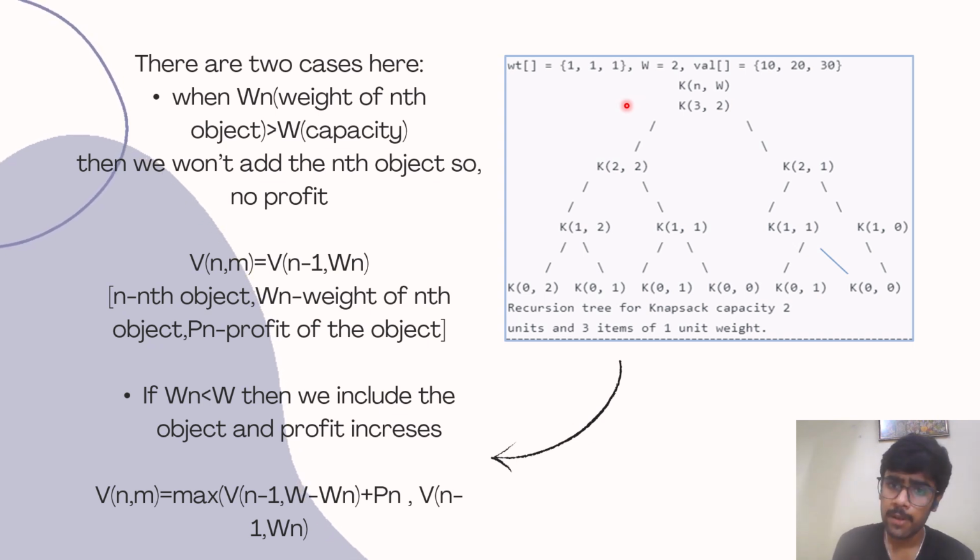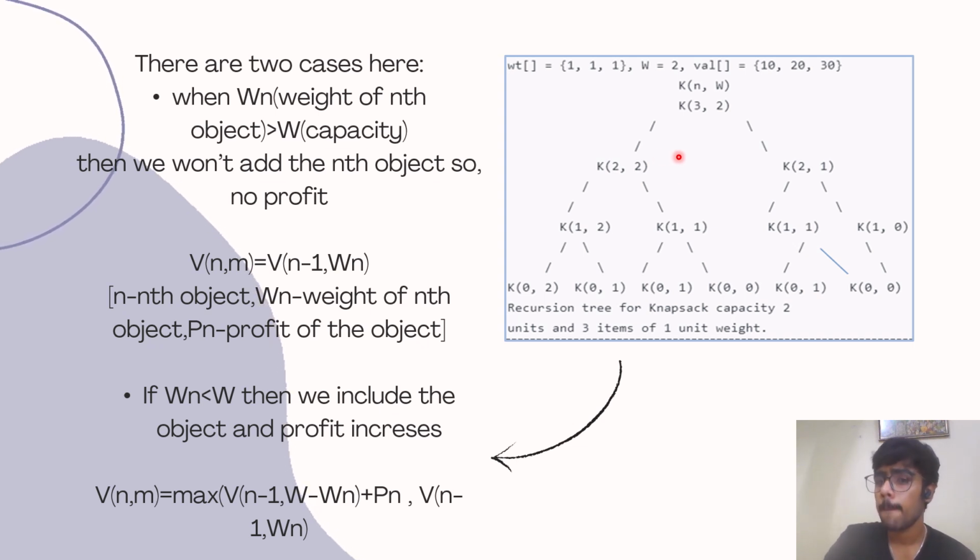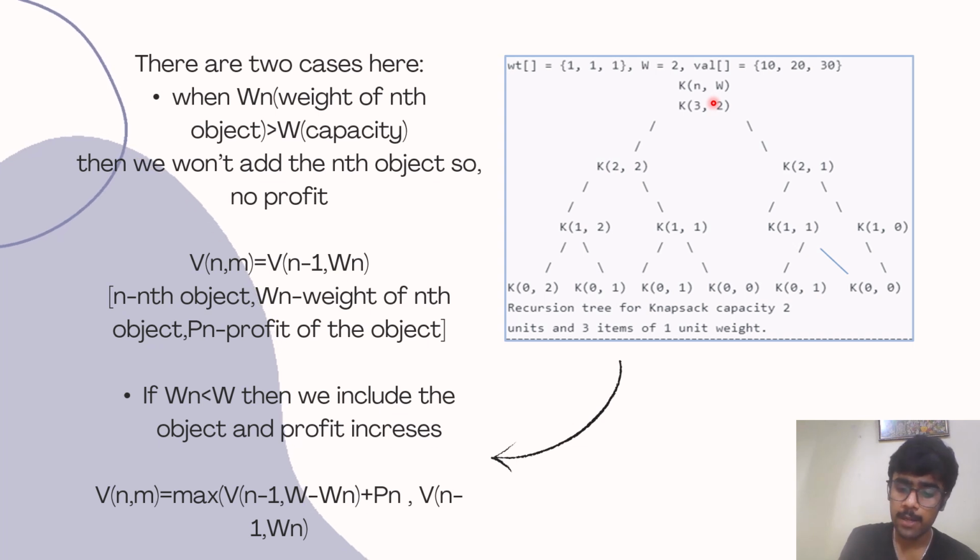Now, when we exclude that particular item, no new profit will be added to the bag, so the state will be the same, but the number of objects available will be decreased. So on the left part, we could see that we got 2 comma 2. As the number of objects decreases, it became 2, and the weight of the bag remains the same, that is 2. Now we will look into the including case, that is K of 2 comma 1. Here we need to choose between two cases in the including, that is checking whether the current profit is more or the profit resulting from adding the new item is more.